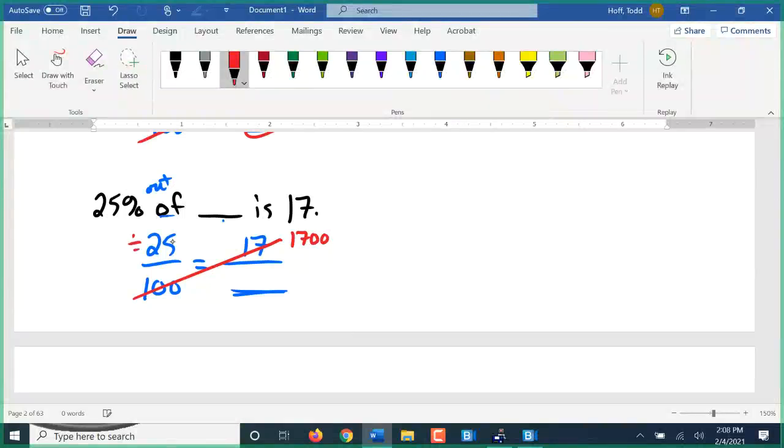The number that's diagonal with the missing number in this case is the 25. We're going to divide by that. Always divide by the number that's diagonal with the missing number. So we divide by 25, and what does that give us? 68, I believe. 25% of 68 is 17.